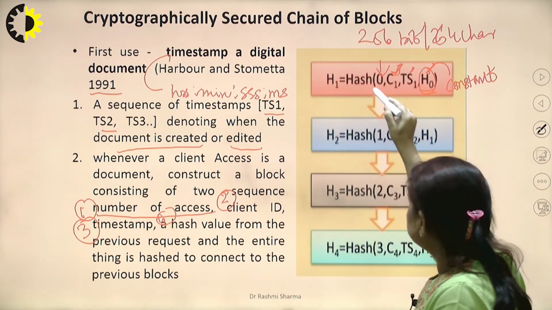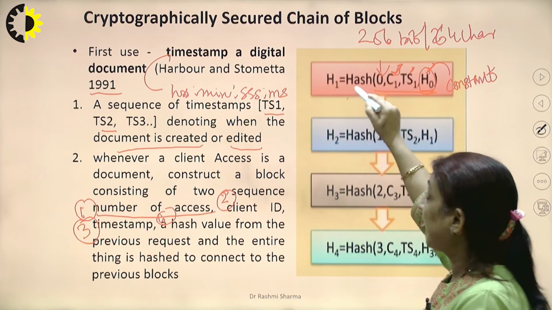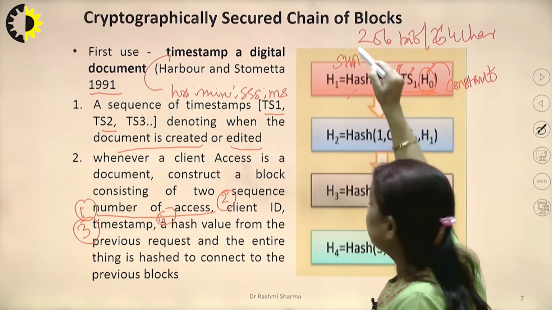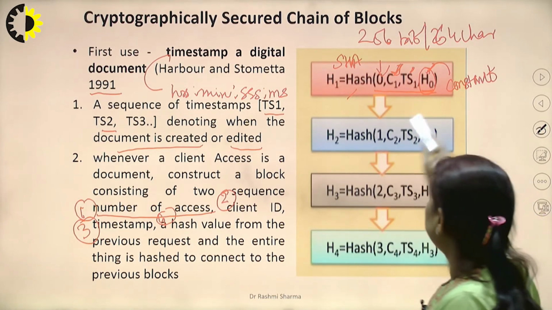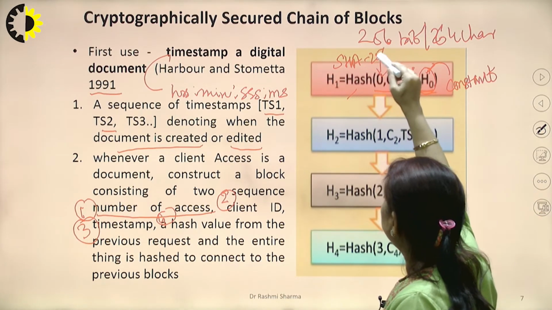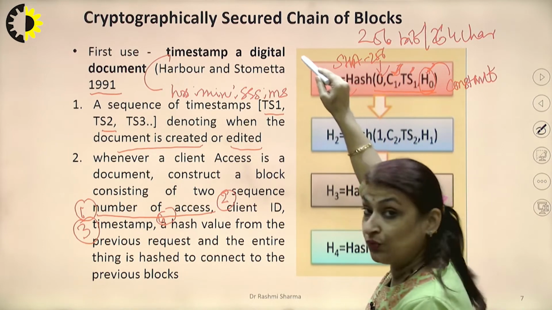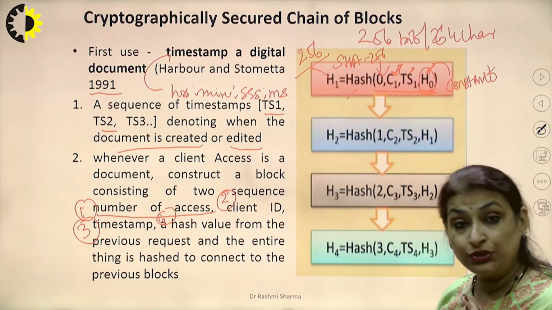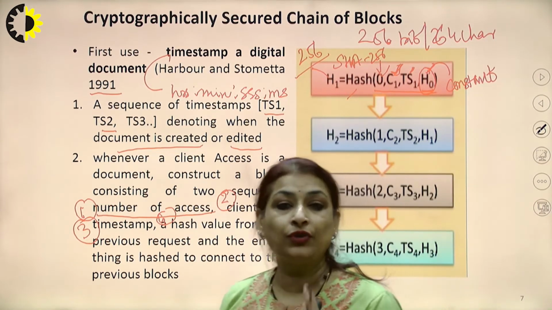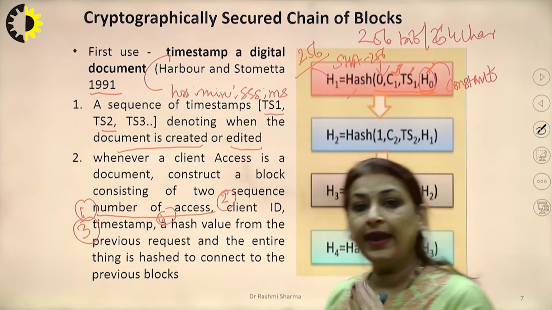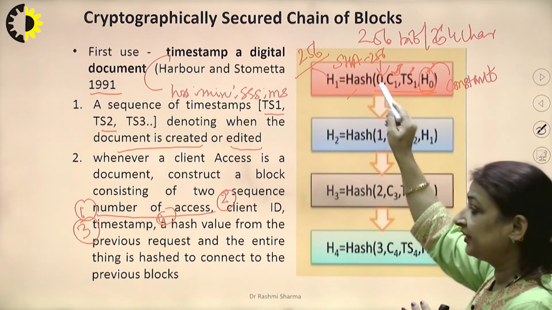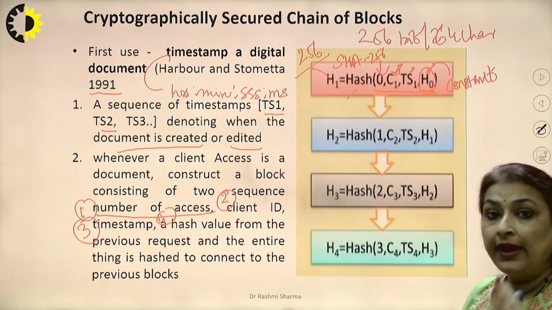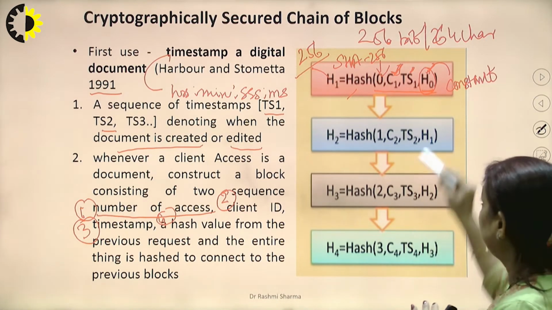And when all these are taken together, the hash function which is being used here is SHA, the Secure Hash Algorithm. If I'm using 256, it would generate a code H1 of 256 bits. This H1 is unique. This H0 was unique. This H1 uniquely identifies that transaction 0, the number of access 0, was done by client C1 at timestamp TS1. Okay.